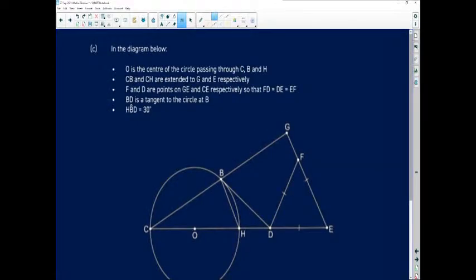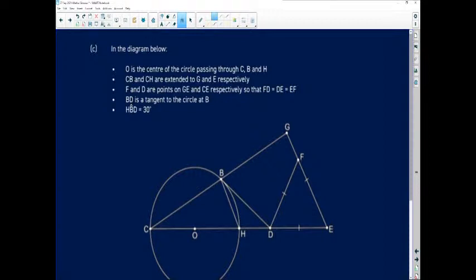Okay, so our next question comes from one of you guys. It's based on Euclidean geometry. Let's go and check it out. I think it's just a part of what the whole question was about. This person was just interested in handling this particular part. It says: in the diagram below, O is the center of the circle passing through points C, B, and H. CB and CH are extended to G and E respectively. F and D are points on GE and CE respectively, so that FD is equal to DE, and they are also equal to EF.